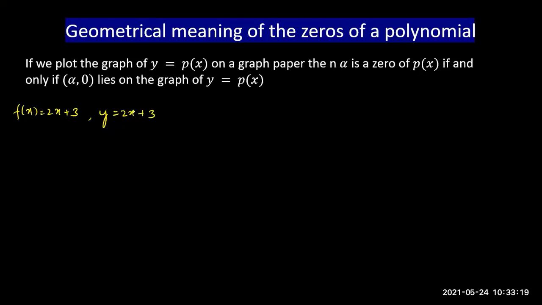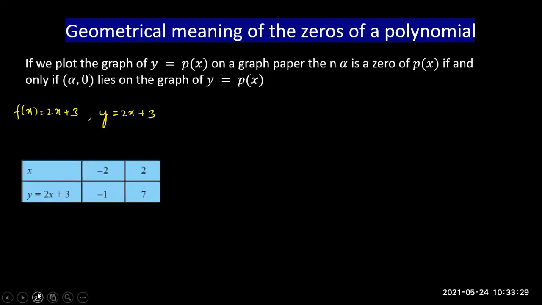Suppose if you take x equal to 0, then y will be 3. If x equal to 1, then y will be 5. So in that case, we'll get different solutions here. If x is equal to minus 2, then y is minus 1. If you take x equal to 2, then y is 7. So these solutions we will plot in a graph.